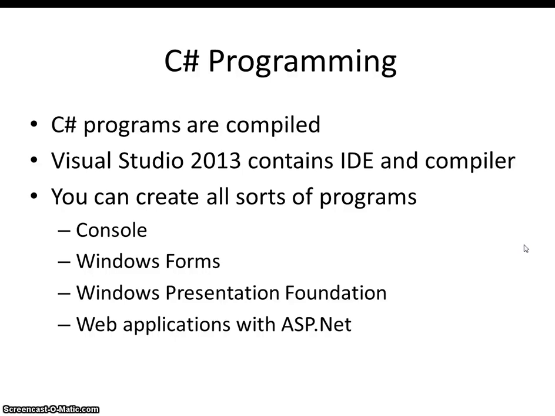In a compiled program, the creation of an executable file happens before runtime. You might say during design time or during build time. So all the deep error checking and all the machine language creation happens earlier. So the result of a compiled program is usually a file that ends in .exe that you can run. So that's what you get with C#.